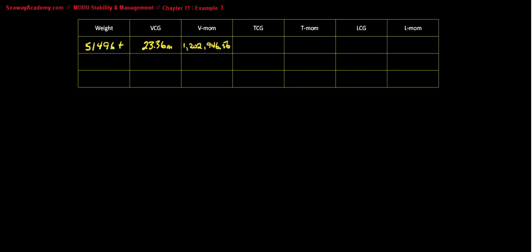Now, because of the damage to tank number 33, we have an increase in weight of 363.84 tons. The vertical center of gravity, 21.658 meters. You multiply these together, you get a positive vertical moment of 7,880.05 ton meters.